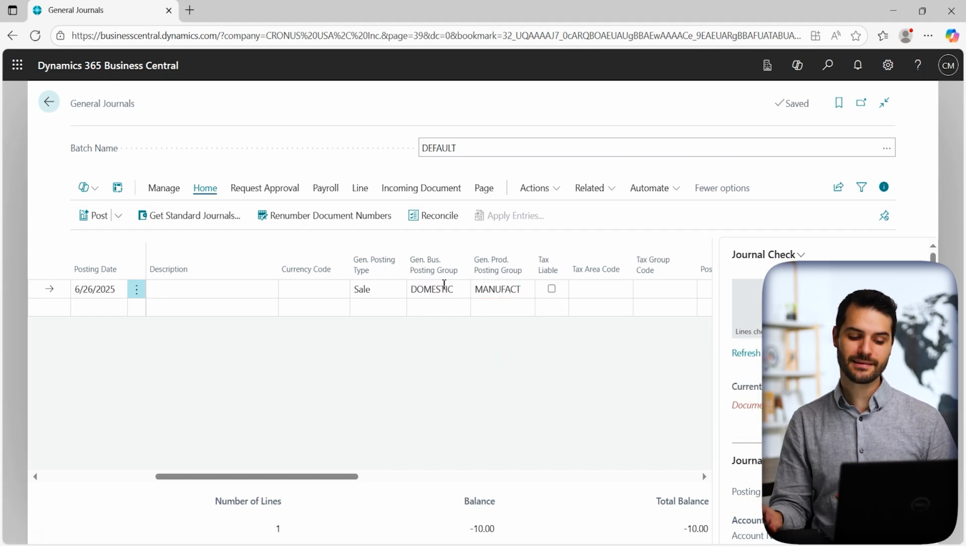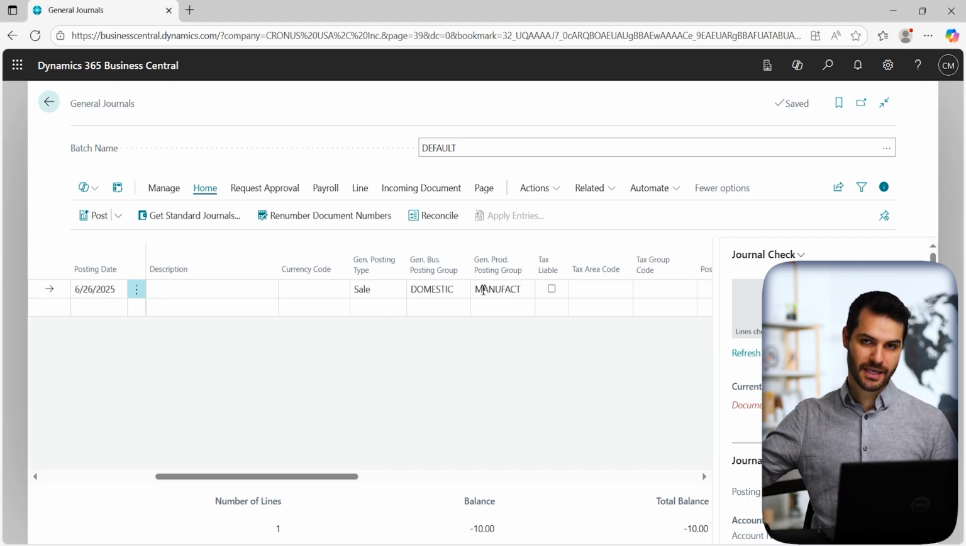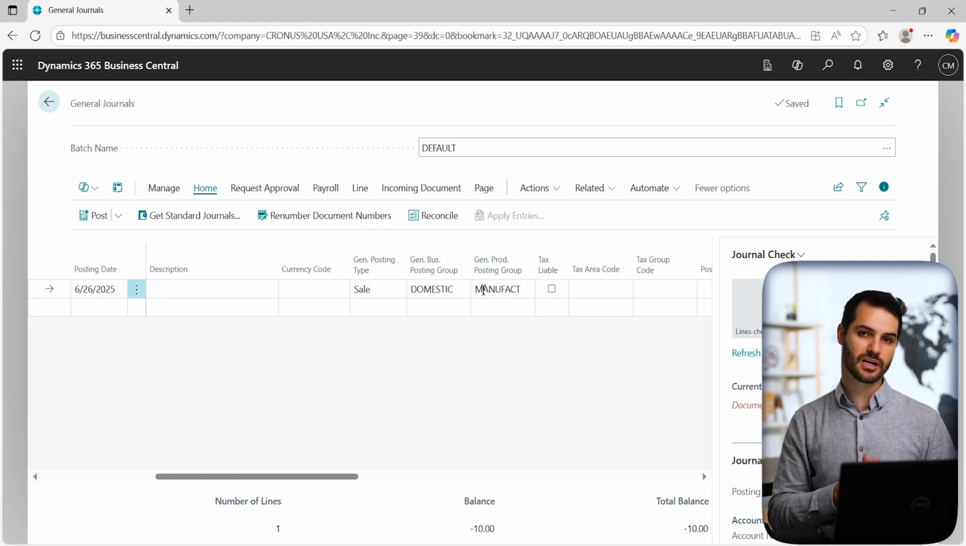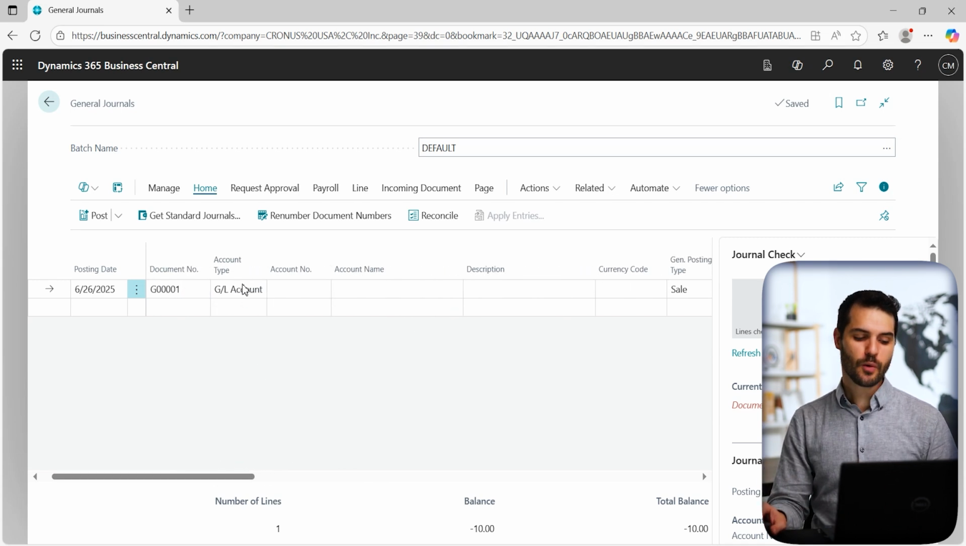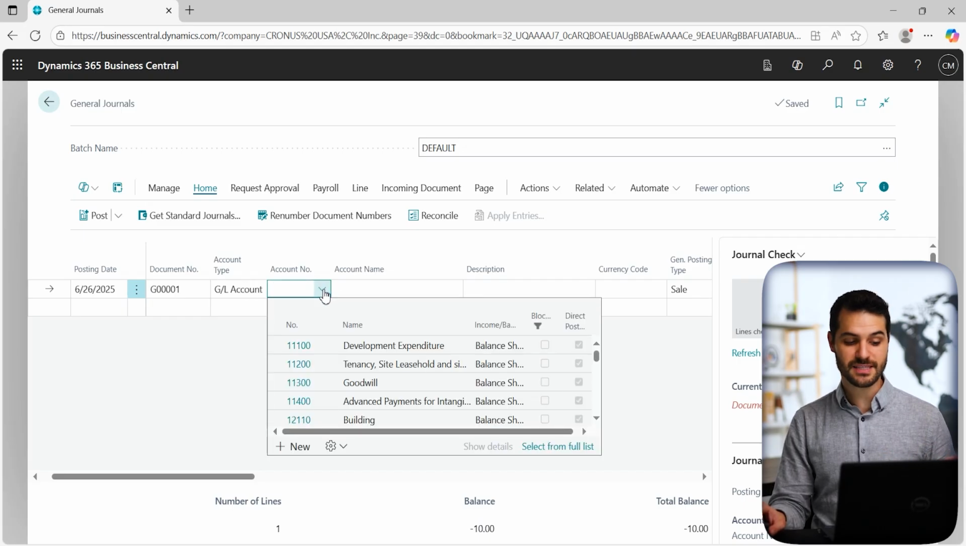So by adding these two things in here, automatically the system is going to be able to look in and go, okay, good. We've got domestic, we've got manufacturing. This is relevant to a sale. These are the accounts that are going to be hit. So it's going to know based on that matrix, this is exactly where we're going with this. And if I come over here, I can even change this. So right now we have just straight to a GL account. So I would specify, which account are we going to be dealing with?